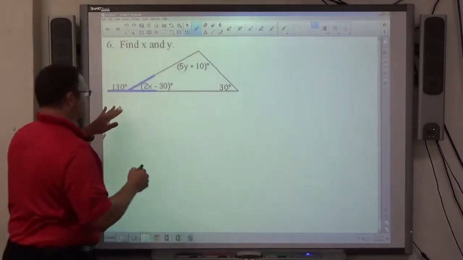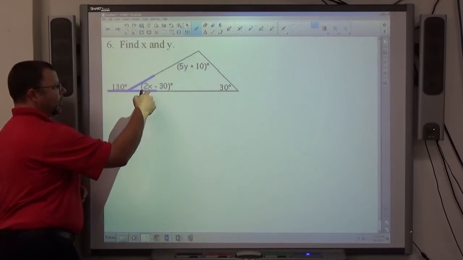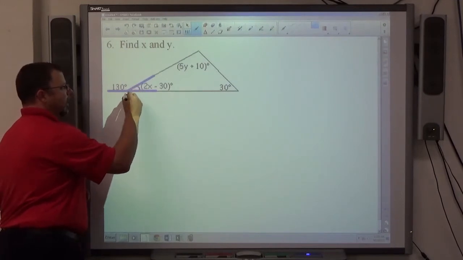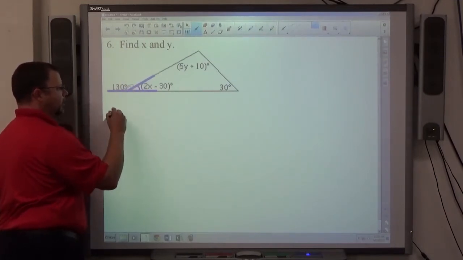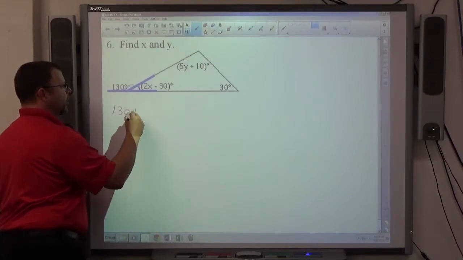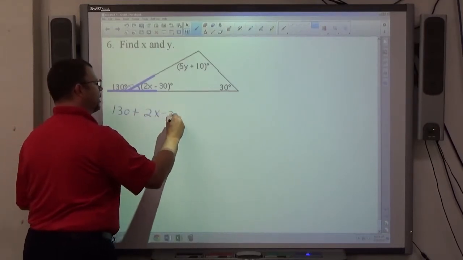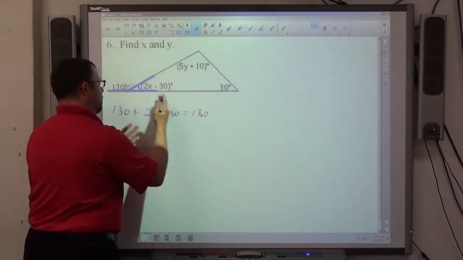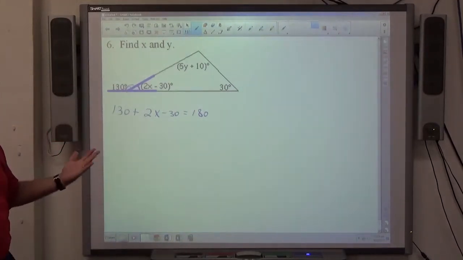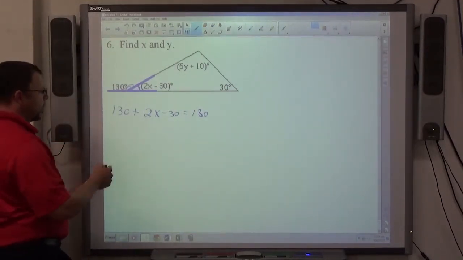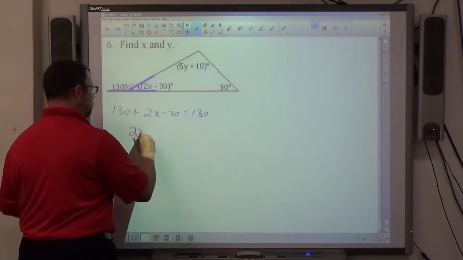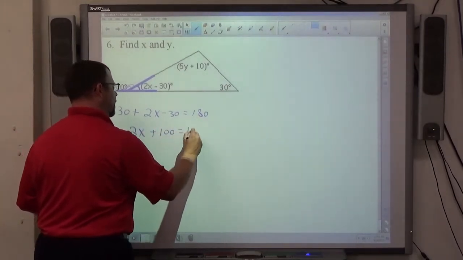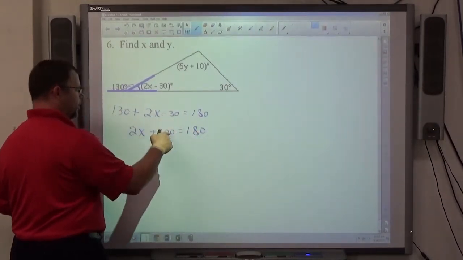So right there at that corner of the triangle, this angle and this angle have to make 180. So I know that 130 plus 2x minus 30 has to equal 180. Because again, they make a straight line, again using a property of math to do this. Simplifying gets me 2x plus 100 equals 180. 130 minus 30 is 100.